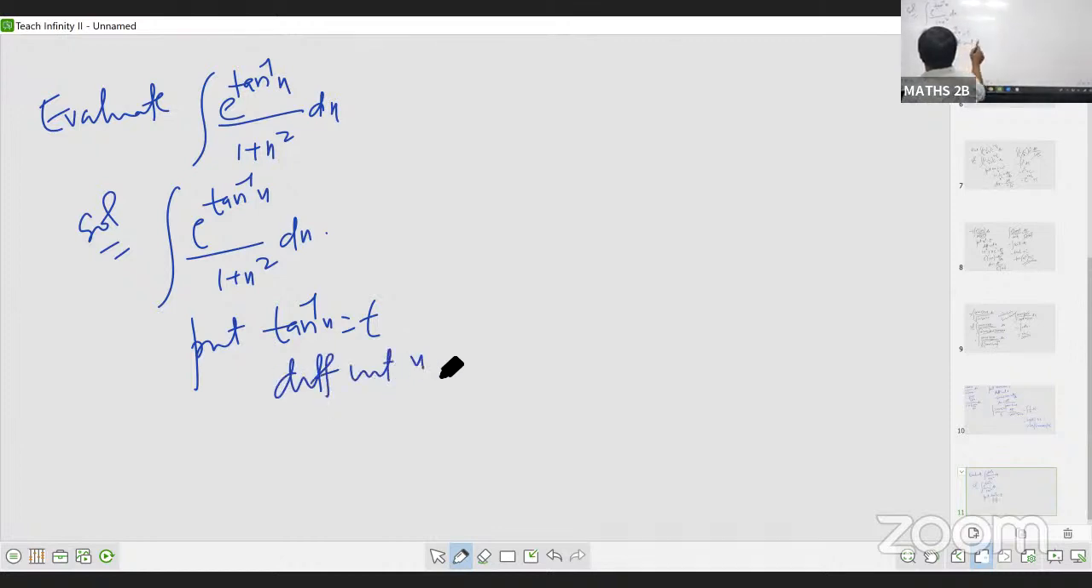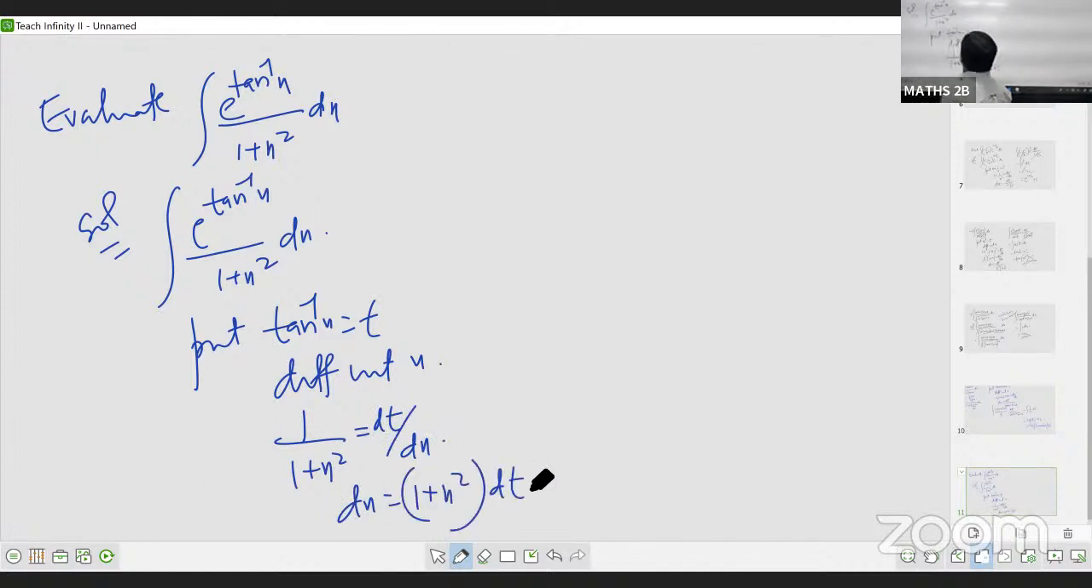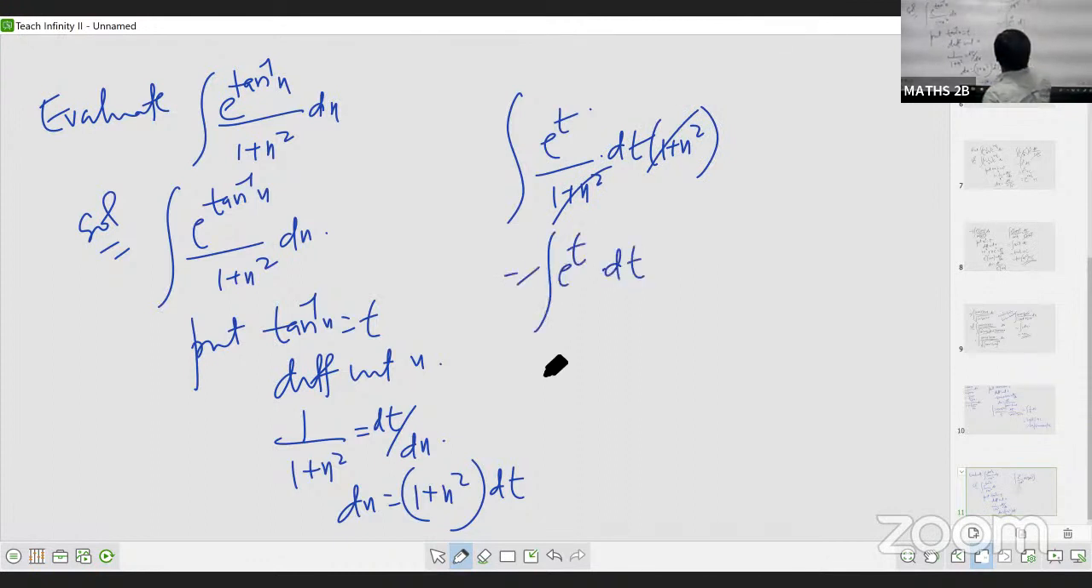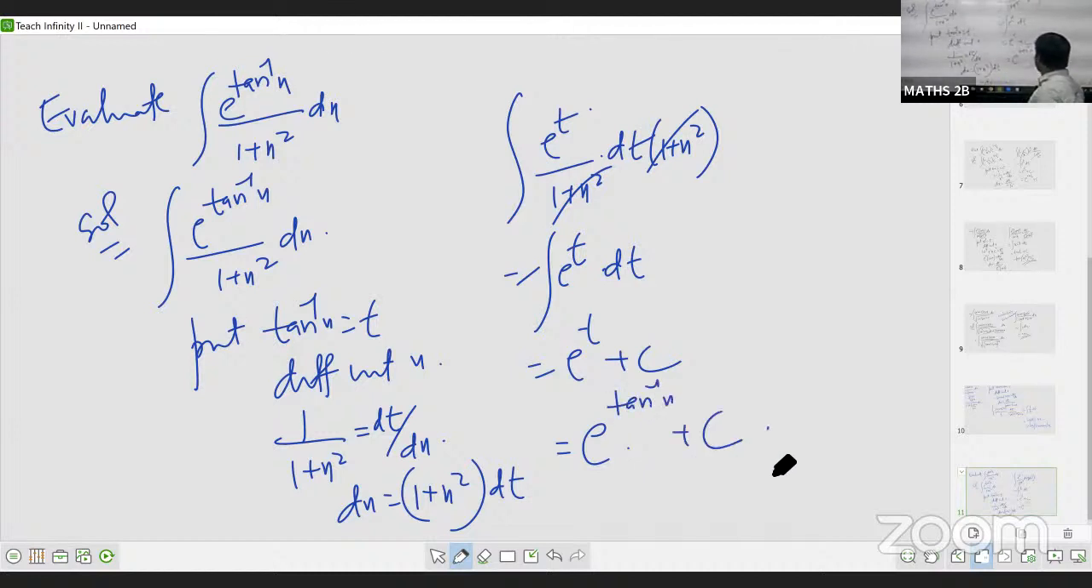Differentiate with respect to x. 1 by 1 plus x square equals dt by dx, and dx equals 1 plus x square dt. Now the integration of e power t by 1 plus x square, this is dt into 1 plus x square. These two get cancelled. e power t dt. The integration of e power t is e power t only. It is e to the power tan inverse x plus c.